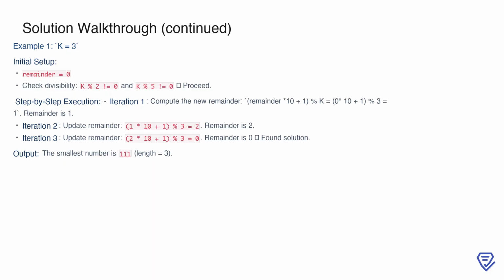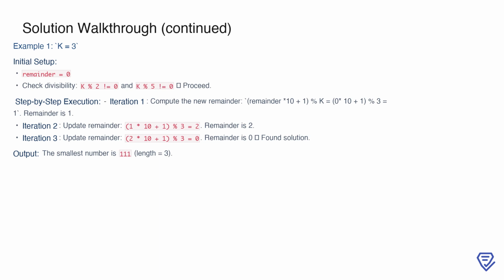Let's explore an example where k equals 3. We begin by initializing the remainder to 0. Since k is not divisible by 2 or 5, we proceed with the computation. In the first iteration, we calculate the new remainder as (remainder * 10 + 1) % k, which becomes (0 * 10 + 1) % 3.